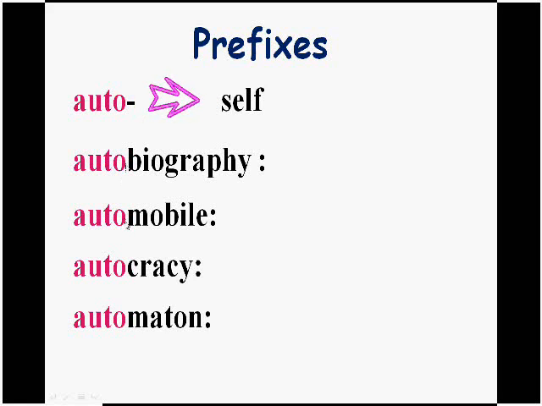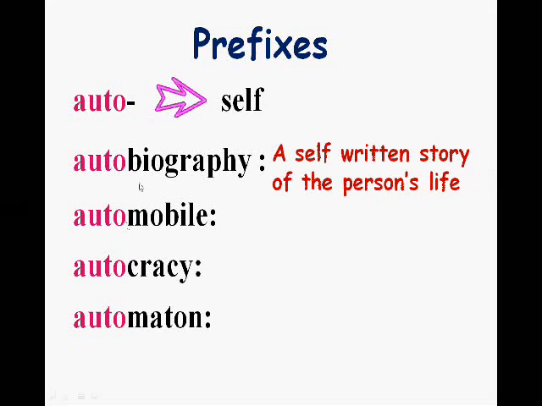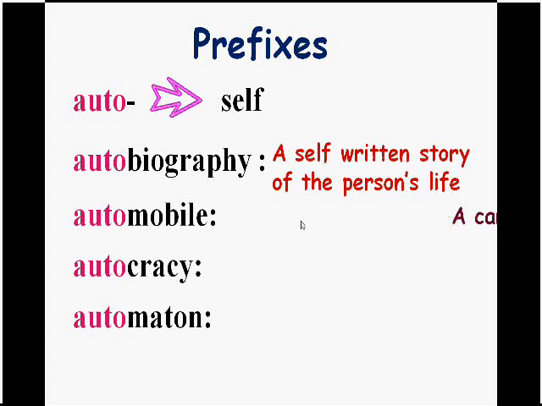Then let's have a look at the meaning of each word. The first word, autobiography, means a self-written story of a person's life. It is like a very famous person who writes his own life story. So he writes all his achievements, his whole life, and this is done by himself. That's why we call it auto. Automobile is another word for a car or a moving vehicle.